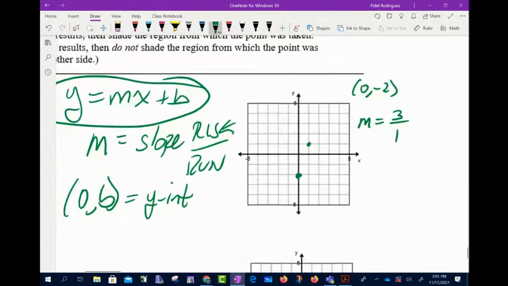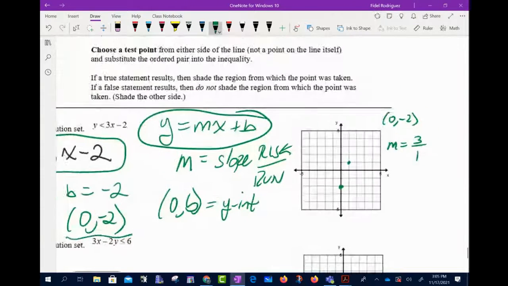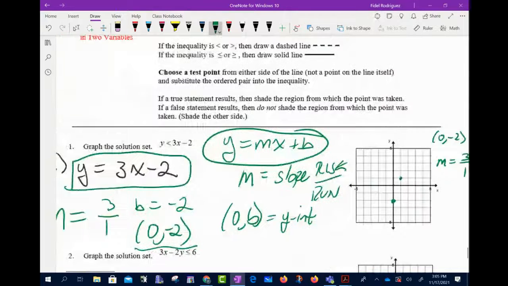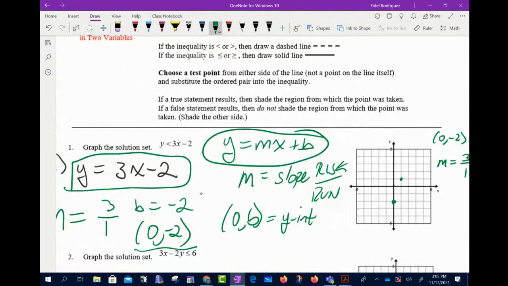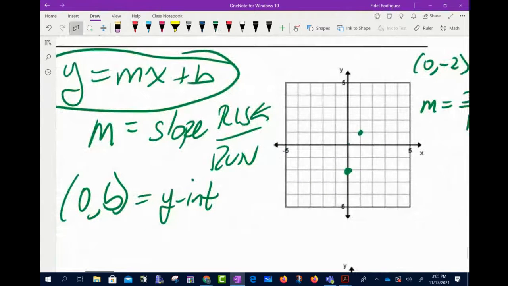The question is, should I connect them with a solid line or with a dotted line? So take a look here, y'all. If you look at my original problem, my inequality is a strict inequality, meaning it doesn't have the equal to. So if it doesn't have the equal to, then we're going to use what kind of line? A dotted line or a dashed line. They call it a dashed line, dotted line. It's the same deal. Okay, so what we're going to do now, we're going to go like this. Okay, there's my line.